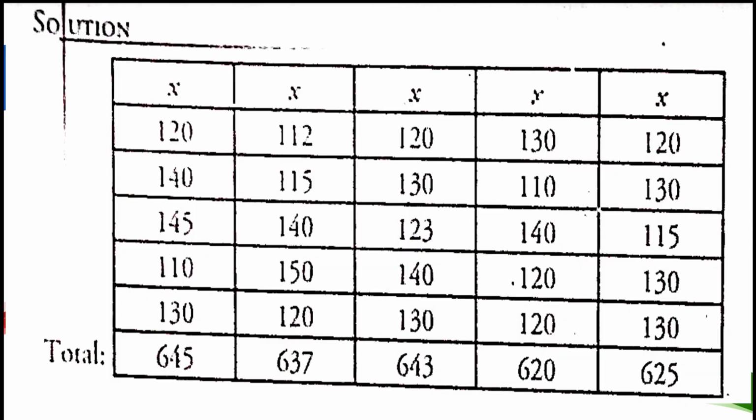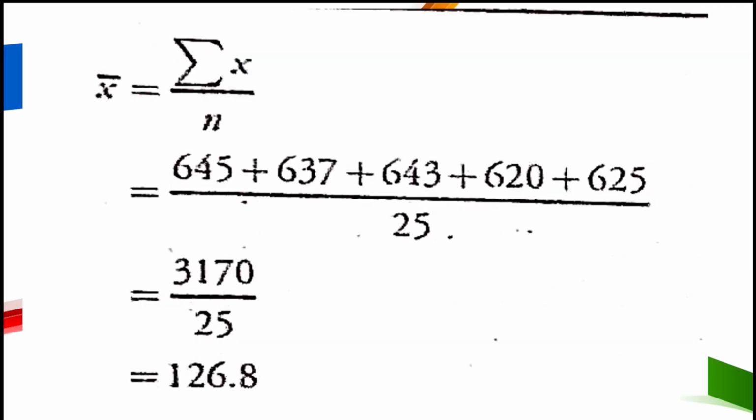Now, to compute for the sample mean, again, let's put it on a table and add. There are 1, 2, 3, 4, 5 columns. So the summation for each column is 645, 637, 643, 620, and 625. So we are now ready to determine the sample mean. Denoted by the formula x bar is equal to the summation of x over small n. And we have the summation of x equal to 645 plus 637 plus 643 plus 620 plus 625 over 25. And that is now 3,170 over 25, which is equal to 126.8.